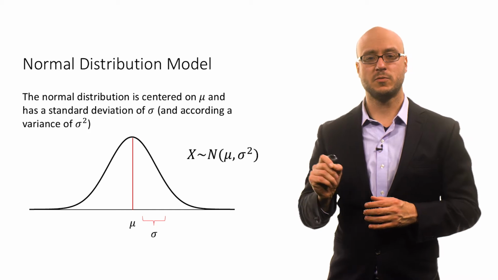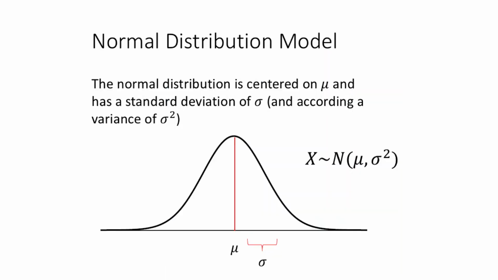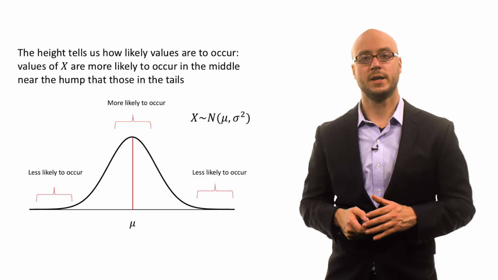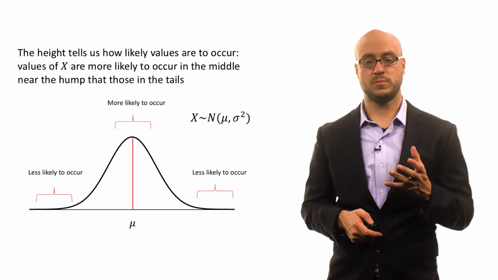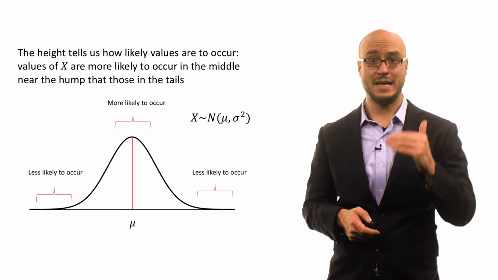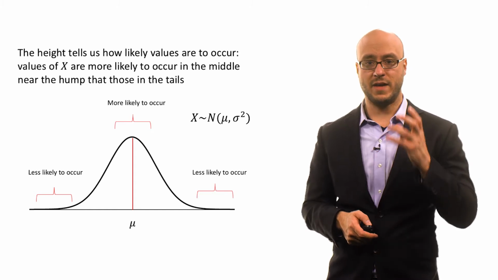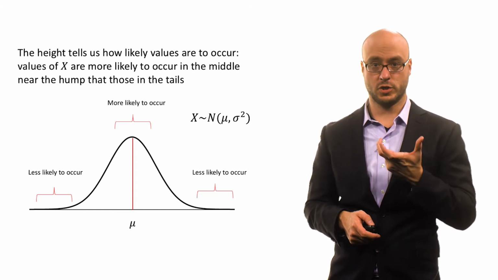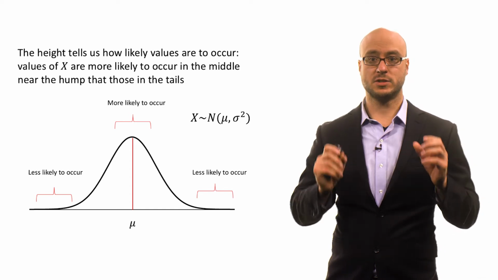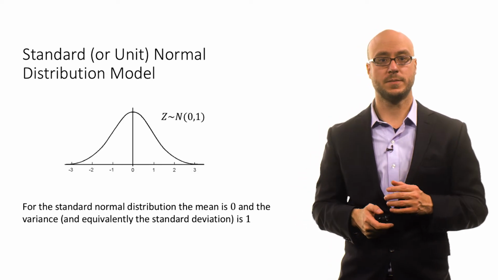And you can see values really far away from mu, either very high above mu or very low below mu, are just very unlikely to occur. That's because the height of this model tells us how likely values are to occur. It's a probability distribution. Values close to mu are more likely to occur. Values in the tails are much less likely to occur.